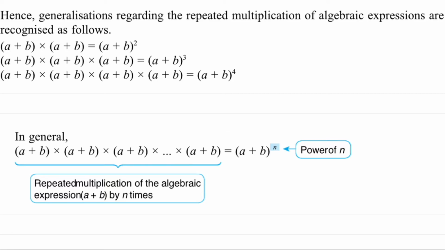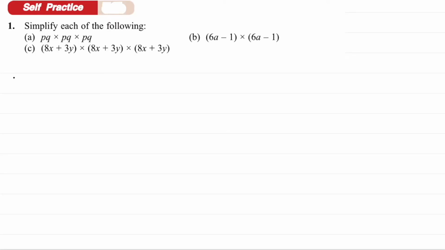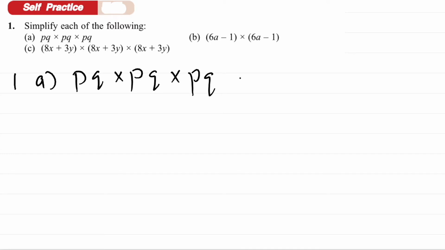Okay? Now, contoh. Simplify each of the following. Alright. So, kamu ada pq darab pq darab pq. So, dia ada berapa kali diulang tu?